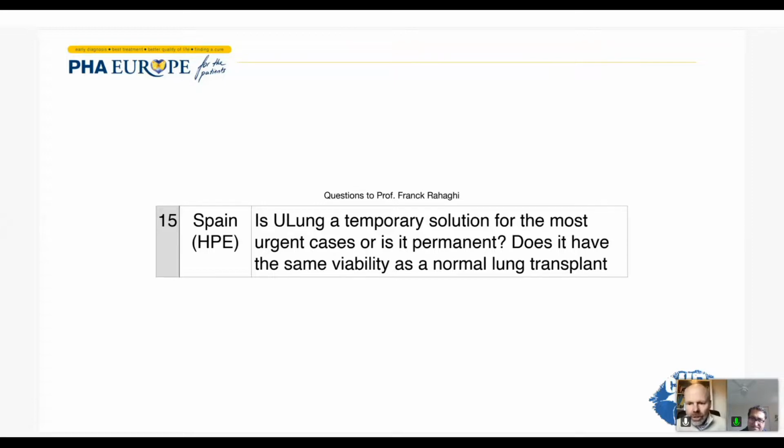Is Yulong a temporary solution for the most urgent cases, or is it permanent? Does it have the same viability as a normal lung transplant? That's what they're aiming for. They're actually aiming for better than a normal lung transplant.